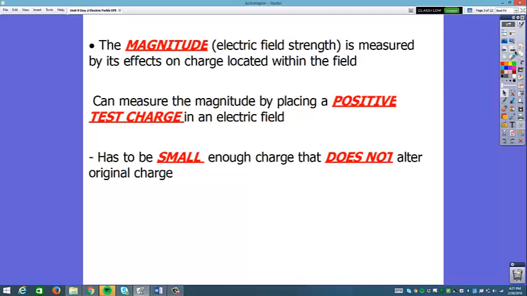Now, the big thing about it is that it has to be really, really small. Okay, we don't want to change it. We don't want to alter your electric field. We don't want to mess it up. So we bring in this really small particle so that way we can just see how it interacts and gather our data that we need there, and then you can remove the charge and it still goes back to the way it was. So we don't want to change it, we just want to see how it's going to be affected so that way we can measure the strength of it.